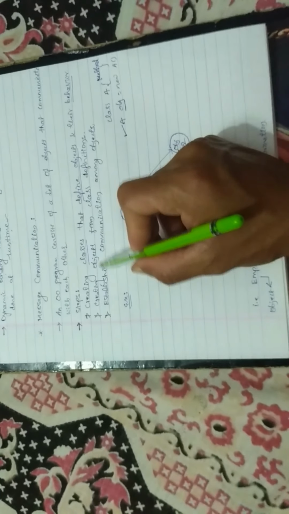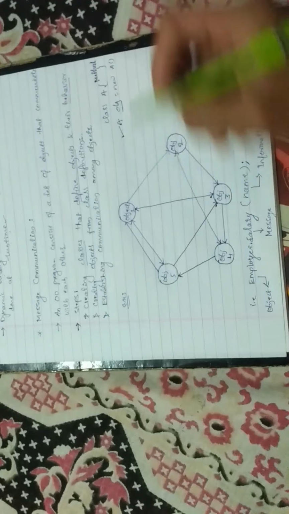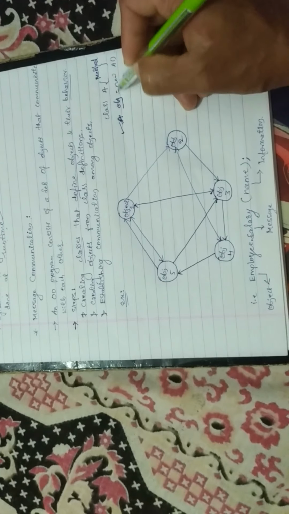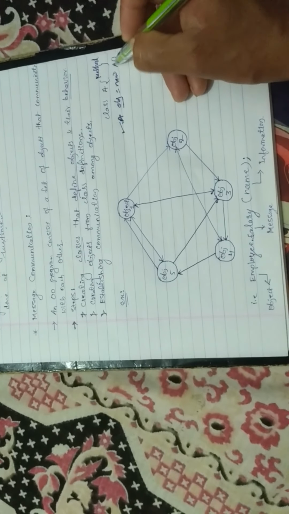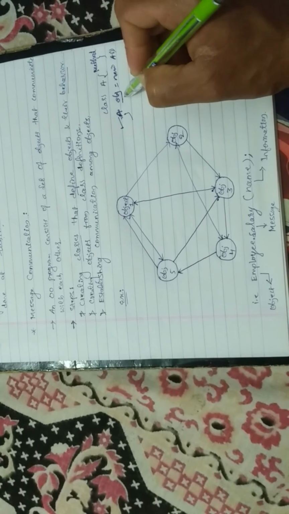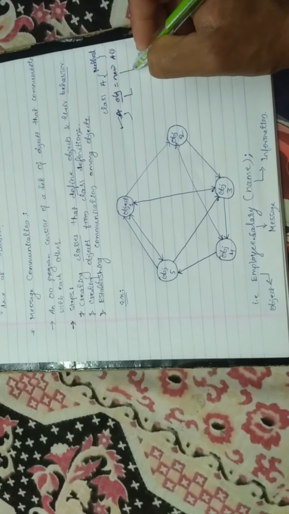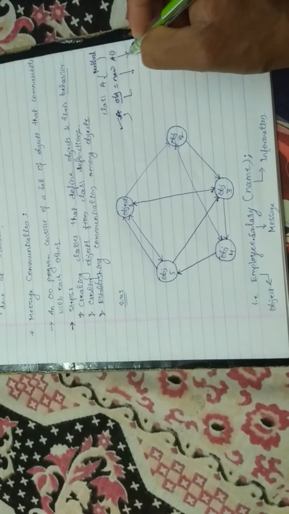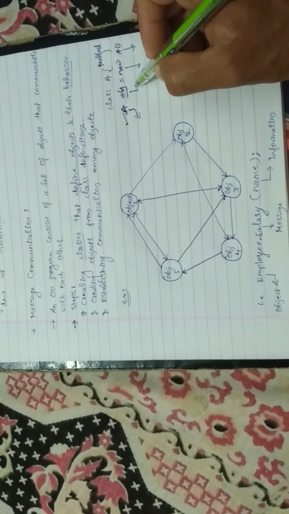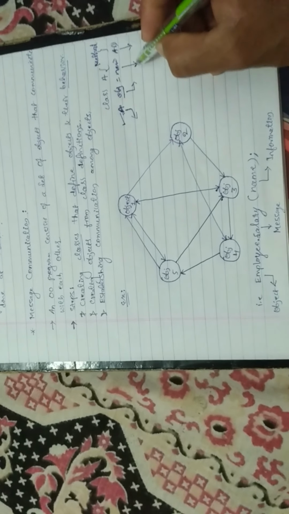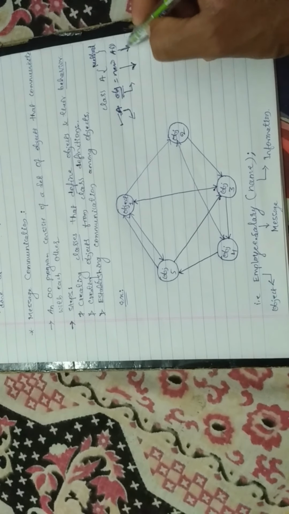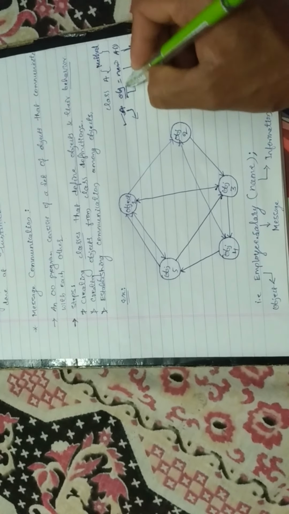Then creating objects from class definitions: A obj = new A(). Here A is the name of the class, obj is the name of the object, new is the operator, and A() is the constructor. The new operator is used to allocate the memory space for this object, and this constructor shows the implementation part of this object.